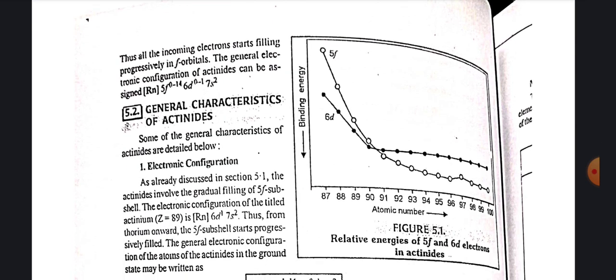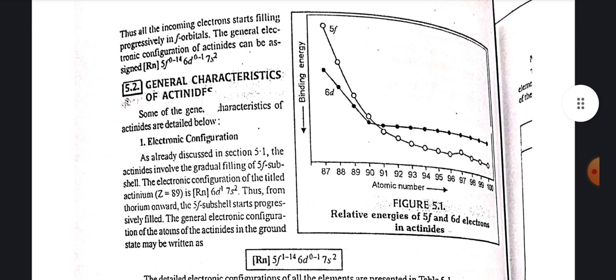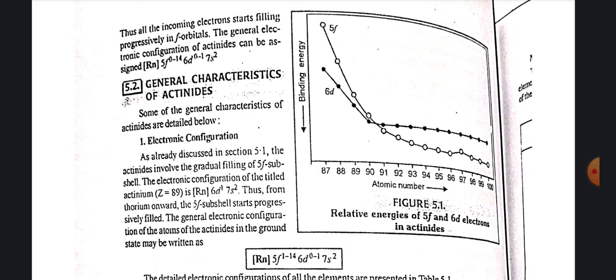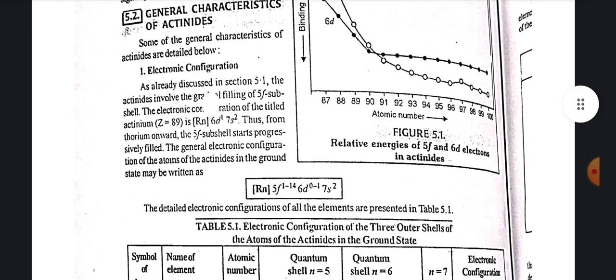Thus, all incoming electrons start filling progressively in f orbitals. The general electronic configuration of actinides can be designated as 5f1 to 14, 6d0 to 1, 7s2. Two general characteristics of the actinides.